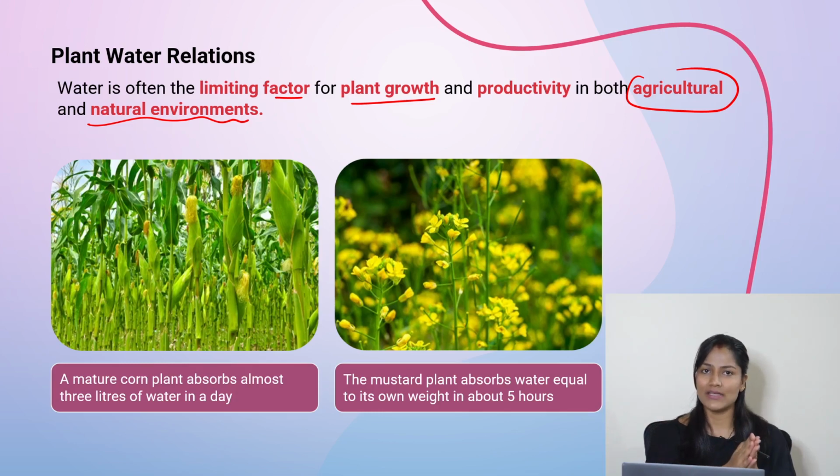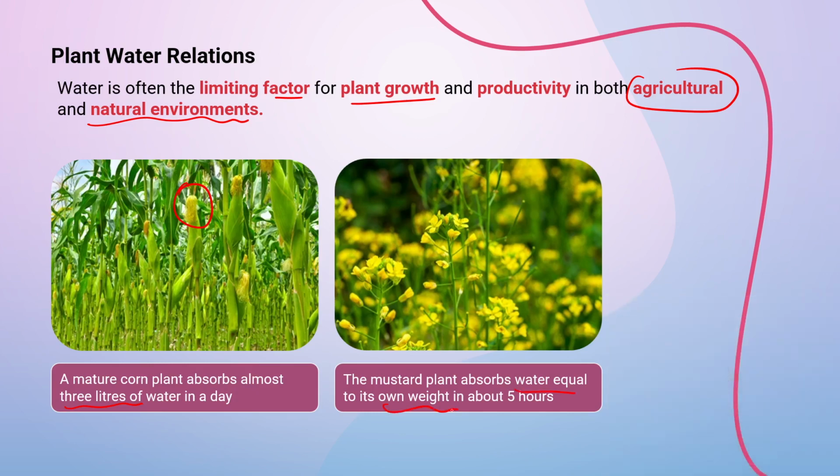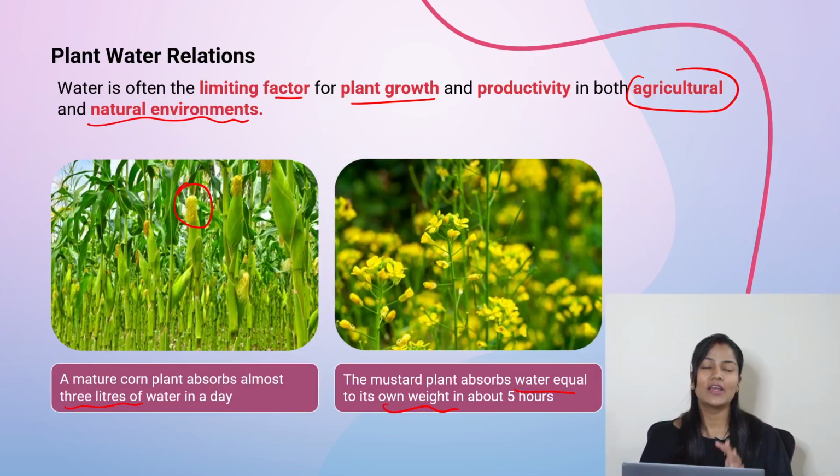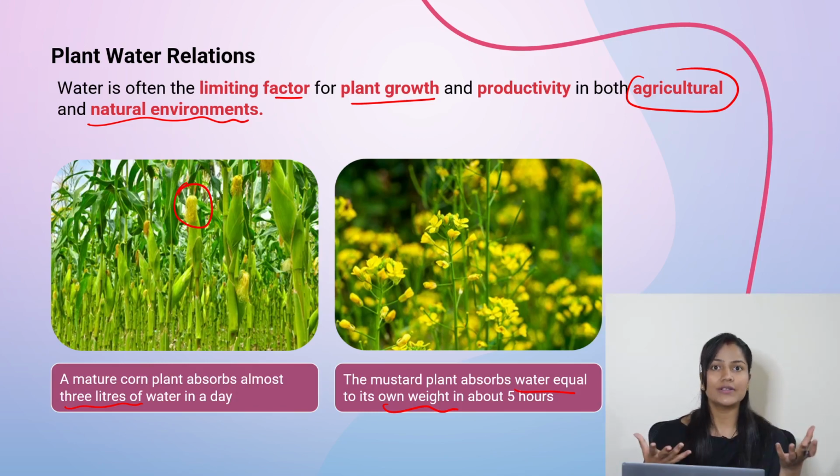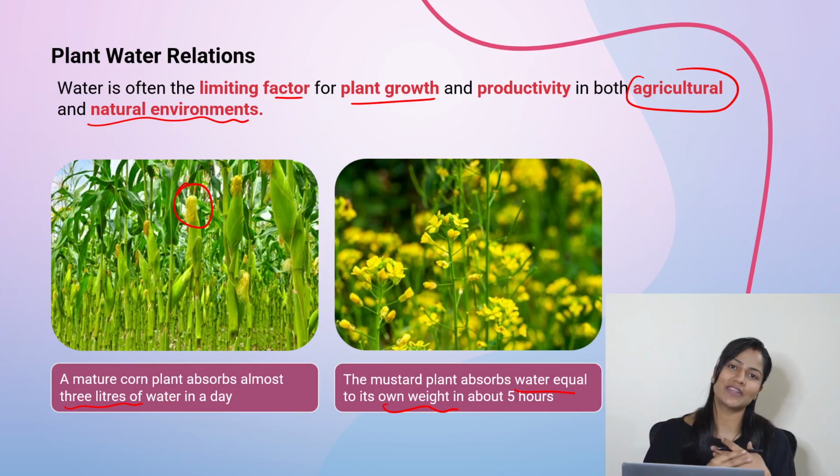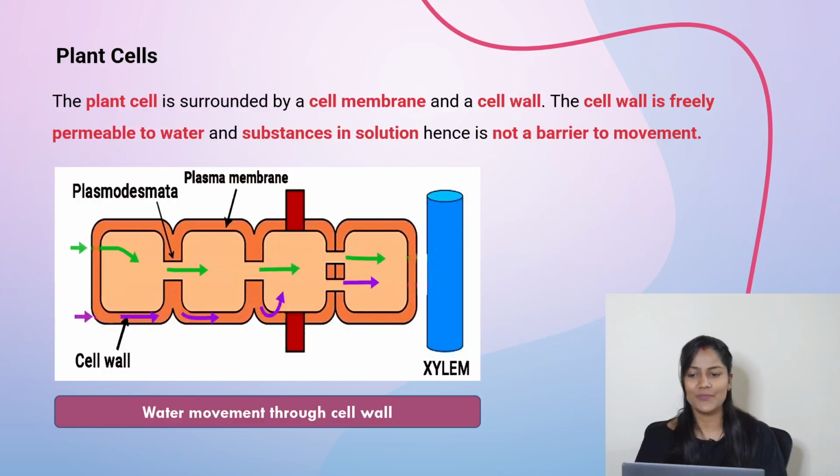There are two examples given in your NCERT. सबसे पहला हमारे पास कॉर्न प्लांट है. So this corn plant absorbs almost 3 litres of water in a day. Mustard plant is going to absorb water equal to its own weight in about 5 hours. 5 घंटों में वो इतना पानी अब्सॉर्ब कर लेगा जितना उसका खुद का वेट है. Not only this, we have watermelon, हम सबने वाटरमेलन खाया है. इसलिए उसको वाटरमेलन बोलते हैं क्योंकि उसके अंदर मेजर कंपोनेंट वाटर है.